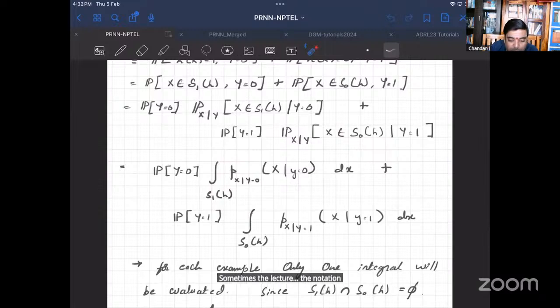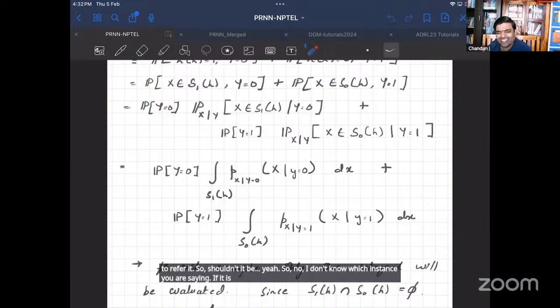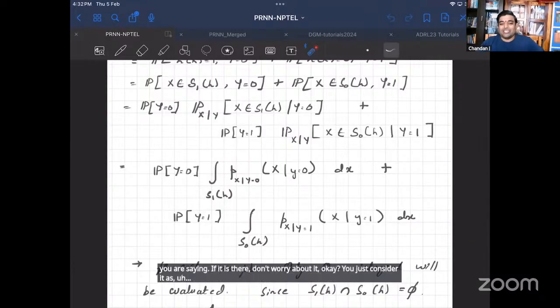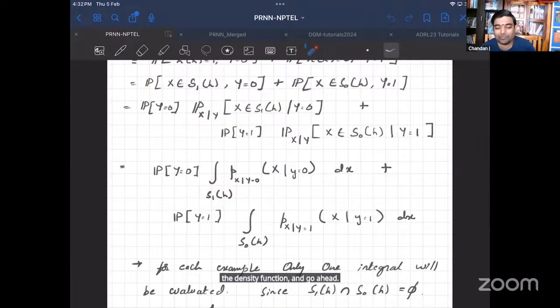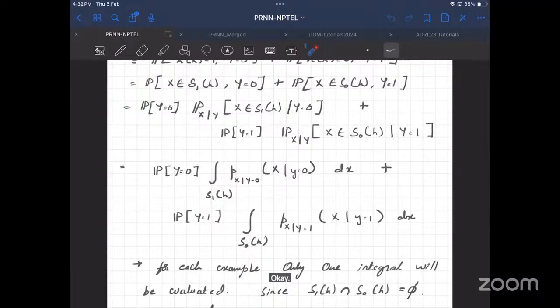Sometimes the notation used is P of X is equal to X, but the terminology uses distribution function to refer to it. So shouldn't it be... I don't know which instance you are saying. If it is there, don't worry about it. You just consider it as the density function and go ahead.